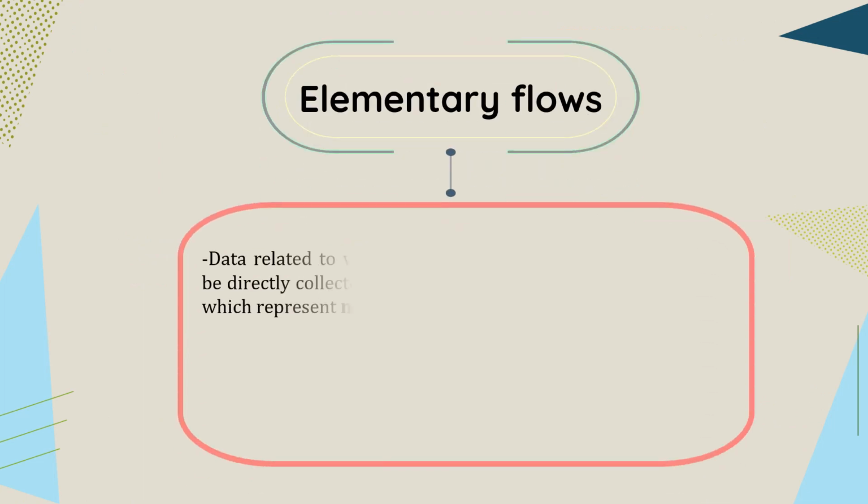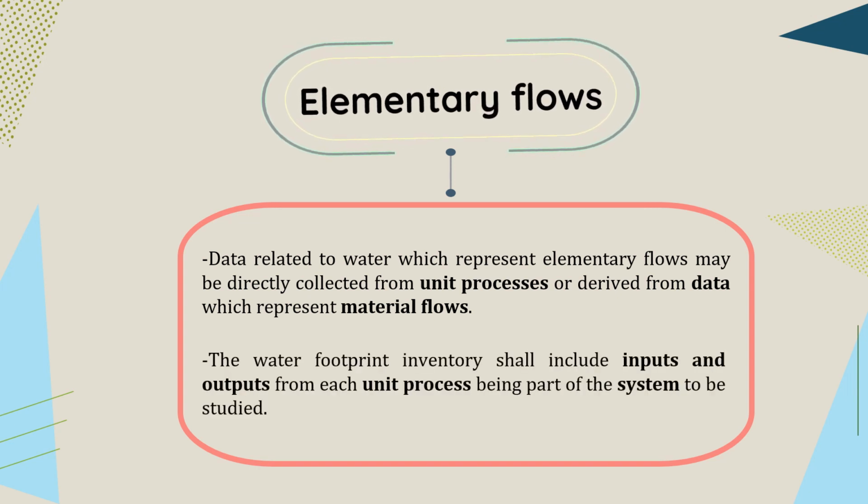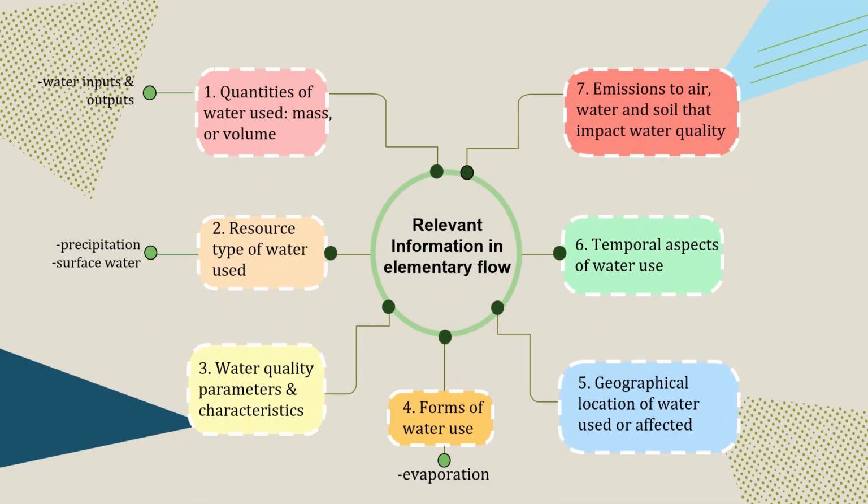Elementary flows may be directly collected from unit processes or derived from data which represent material flow. The elementary flow should include inputs and outputs considered for the unit process being part of the system to be studied. Information on each elementary flow should generally include, where relevant, firstly, quantities of water used, which is mass or volume. Secondly, resource type of water used. Third, water quality parameters and characteristics.